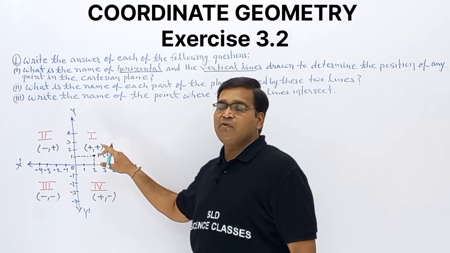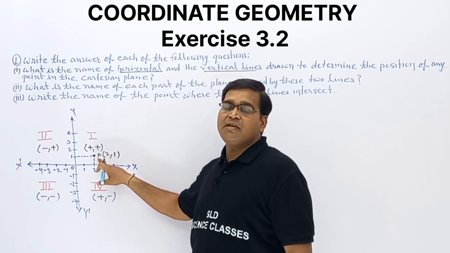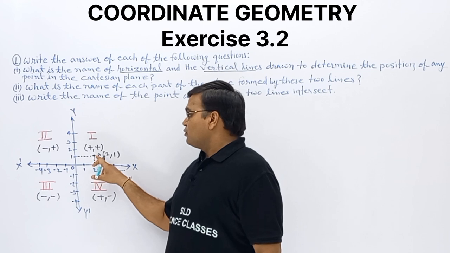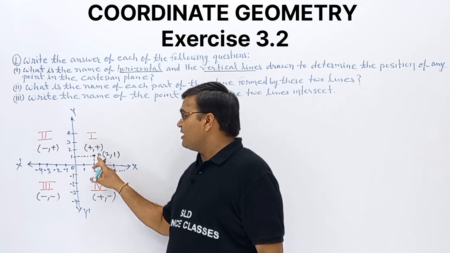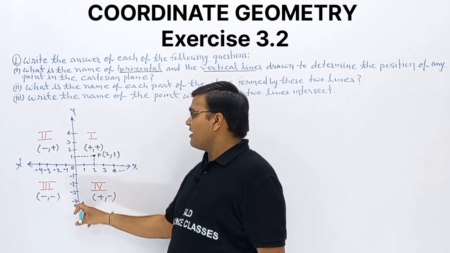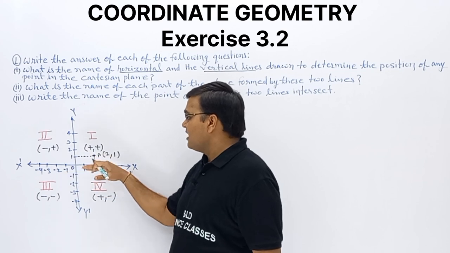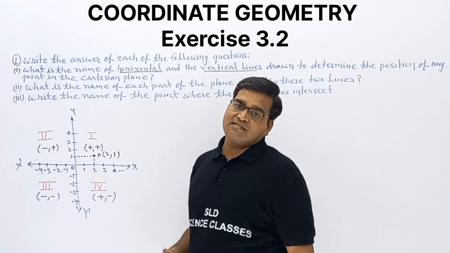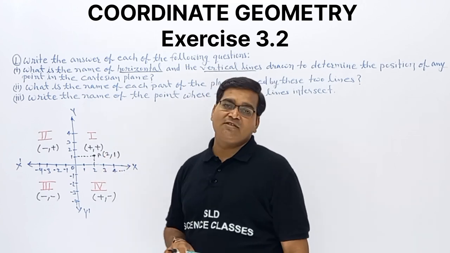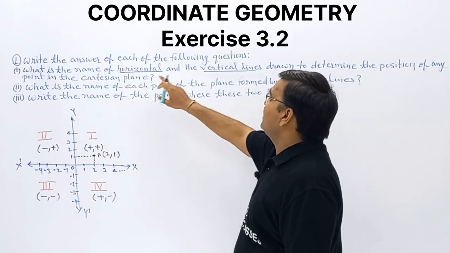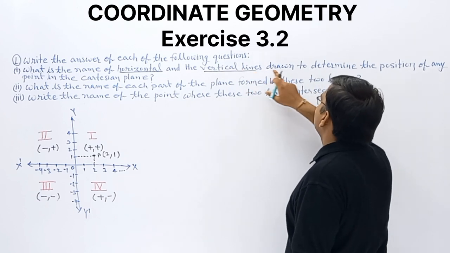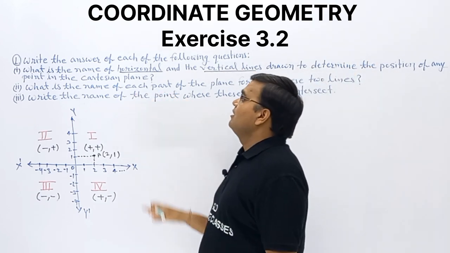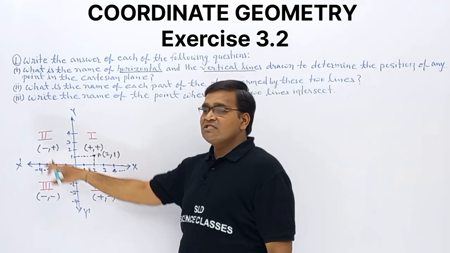This is the plane, and we have this point A. Then how will we define it? It is 2 units away from the y-axis, and 1 unit away from the x-axis. So this is showing the position. So the question is: what is the name of the horizontal and vertical lines drawn to determine the position of any point in the Cartesian plane?